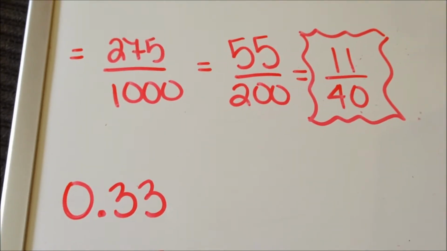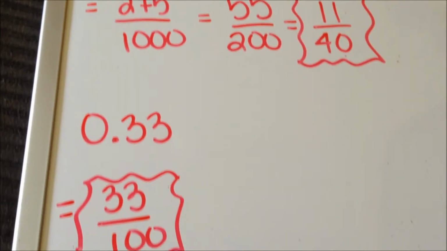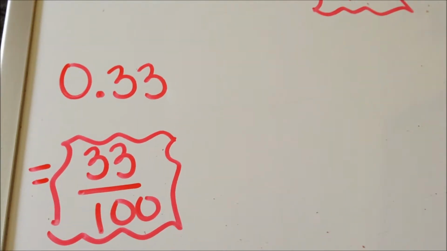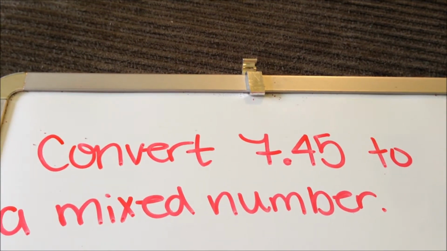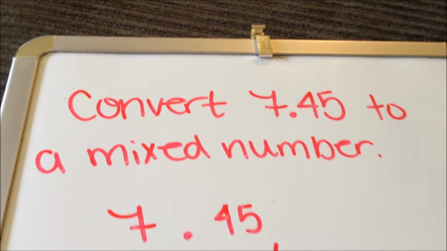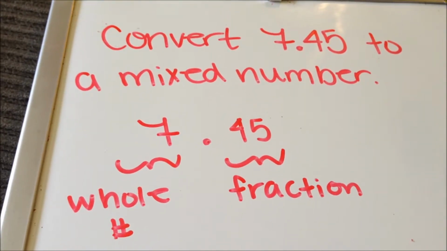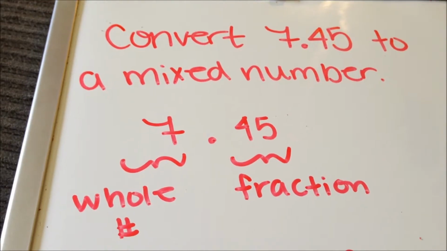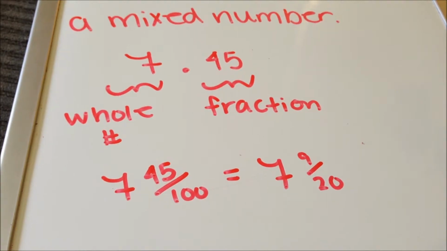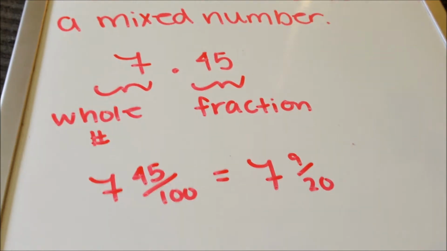Let's try 0.33. This number ends in the hundredths position, so we'd write it as 33/100, and that's actually in lowest terms, so that is our final answer. Now let's convert 7.45 to a mixed number. To the left of the decimal we have 7, and to the right of the decimal we have 45. So our whole number is 7, and our fractional part is 45 hundredths. So we're going to write it as 7 and 45 hundredths. 45 and 100 are both divisible by 5, so we end up with 7 and 9 twentieths.